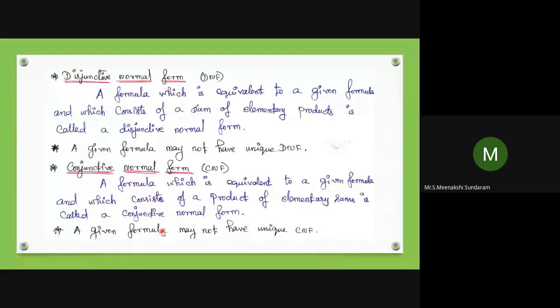D for disjunction, normal form. Outside is disjunction, inside is conjunction. Conjunctive normal form: outside is conjunction, inside is disjunction. That is a product of elementary sums, normally we can write. That is DNF and CNF. First you can go for some examples of DNF and CNF. Then the main concept is PDNF and PCNF, principal disjunctive normal form and principal conjunctive normal form.